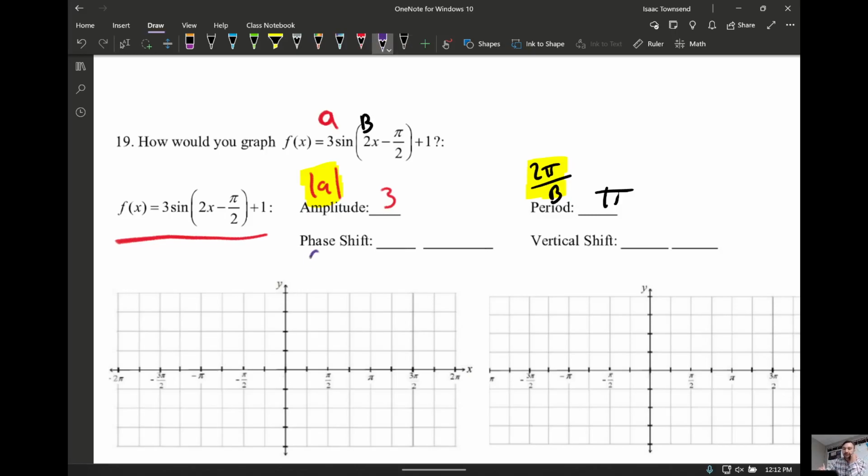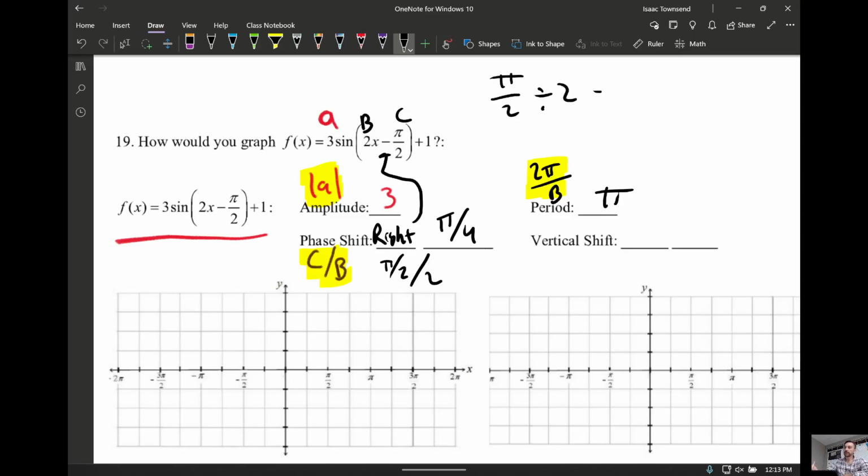Okay, phase shift is the one that's C over B, but you also have to know right or left. If you're subtracting from x, it's going to the right, but how much is going to the right? You have to take the C value, the thing being added or subtracted to x, and divide it by B. And pi over 2 divided in half would be pi over 4. Sometimes that's not so easy to see. Dividing something in half is pretty easy for me to do in my head, but occasionally you might want to write it like this. Dividing by 2 is the same thing as multiplying by a half. So it's pi over 4.